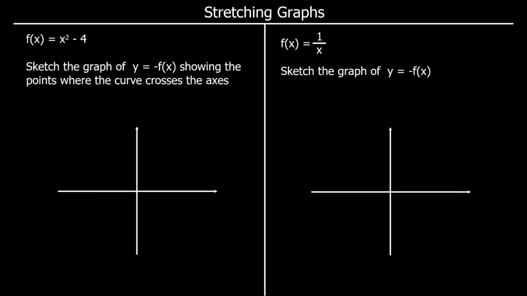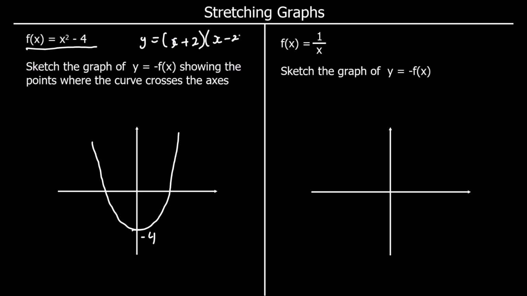And another one, f of x equals x squared minus 4. Sketch the graph of minus f of x, showing the points where the curve crosses the axes. So I'll draw the original first. So x squared minus 4. It's the x squared graph, moved down 4 spaces. So it's at negative 4 here. You can also think of it as the difference of two squares, x plus 2 times x minus 2. So it's crossing at negative 2 and 2. When y equals 0, what makes the bracket 0? Negative 2 and 2.